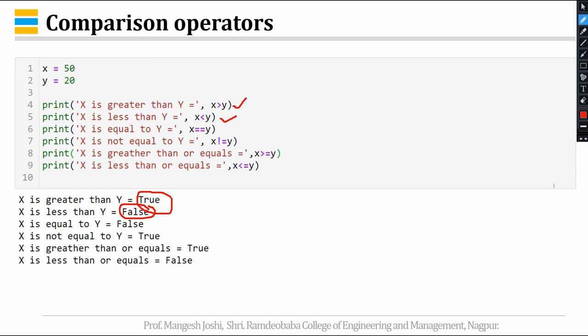In the third case, it will compare if the two variables are same or not. So again, both variables are not same. So it is returning false. Next is to check whether x is not equal to y or not. So x is not equal to y, which is true. So that's why it is returning true. Again, similar to this, it will check whether x is greater than equal to y. So yes, it is greater than equal to y. So it will display true. Again, vice versa of this, it will display false. So these are the various comparison operators which you will be requiring in data science.